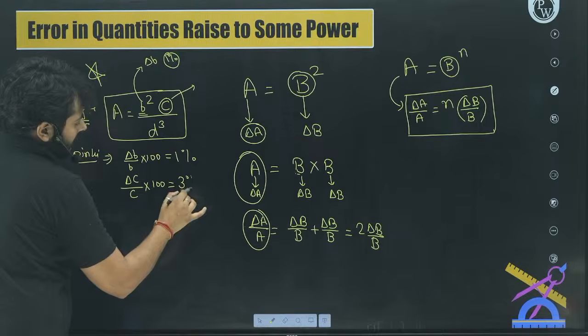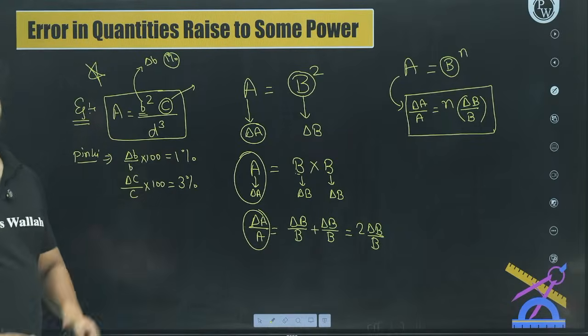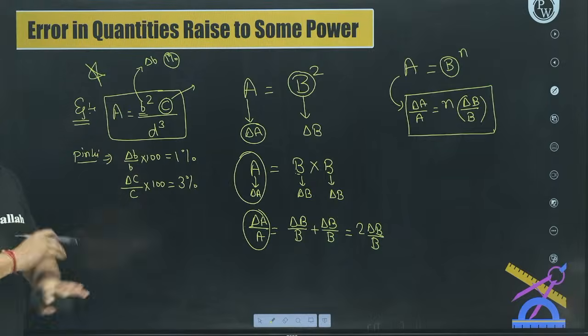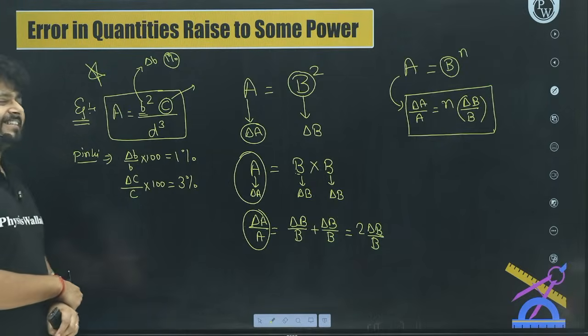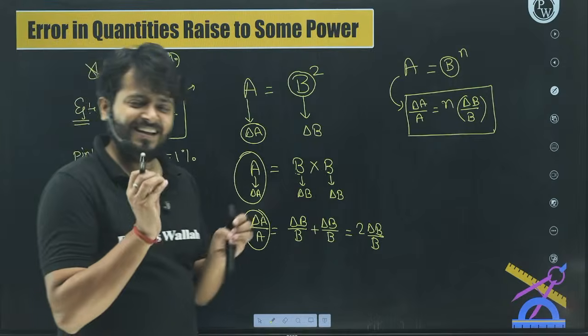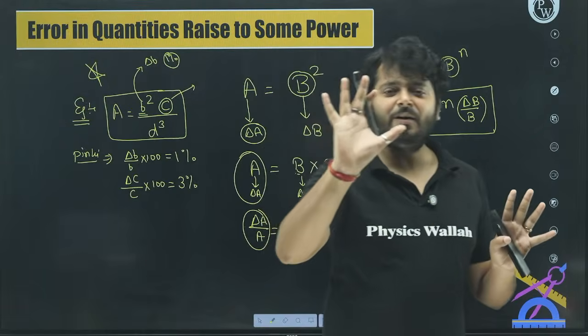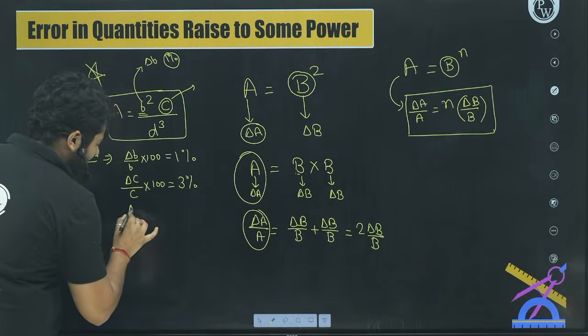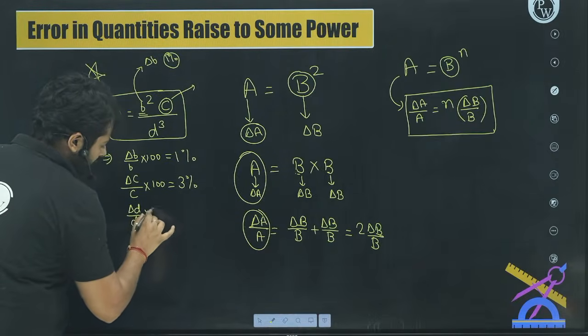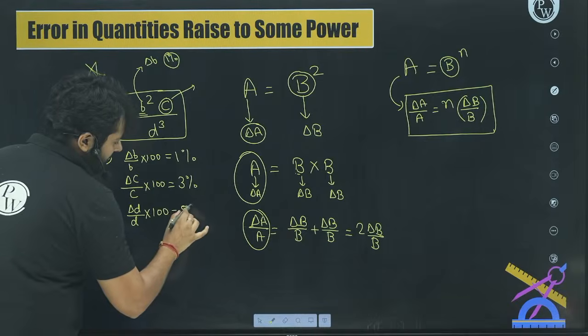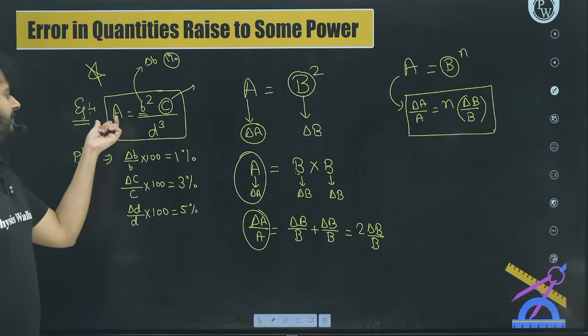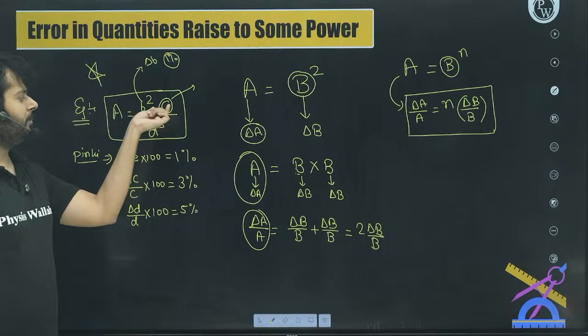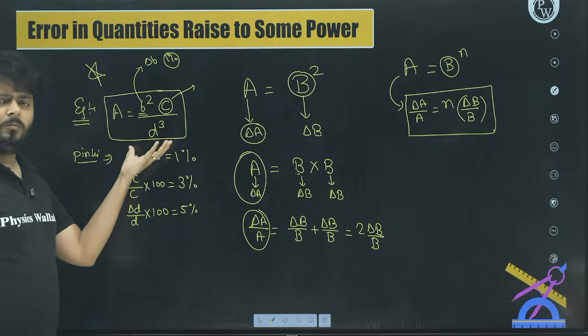And now the value of D is measured by another kid, Vivek. He is saying that, sir, in the measurement of D, I have made a grave mistake. I have made a mistake of 5%. So it is given that delta D upon D into 100 is 5%. Listen again. The value of A depends on B, C, and D with this formula.